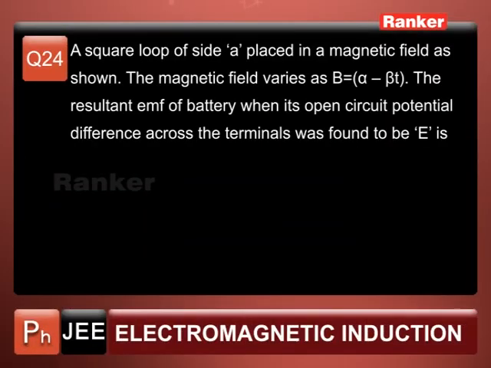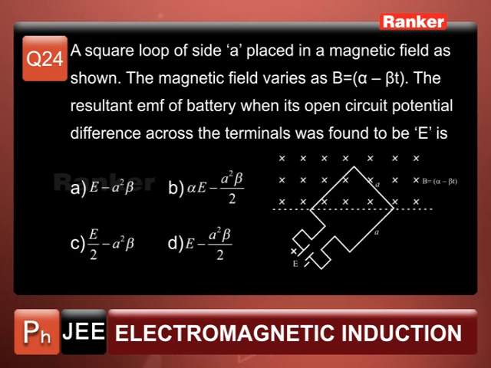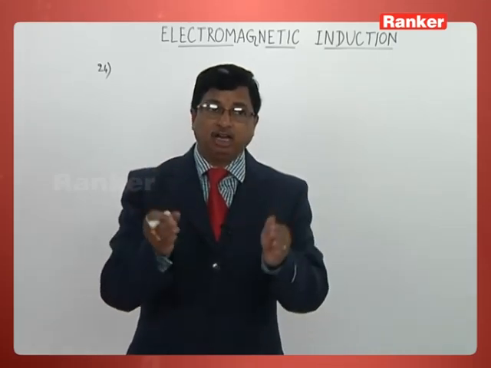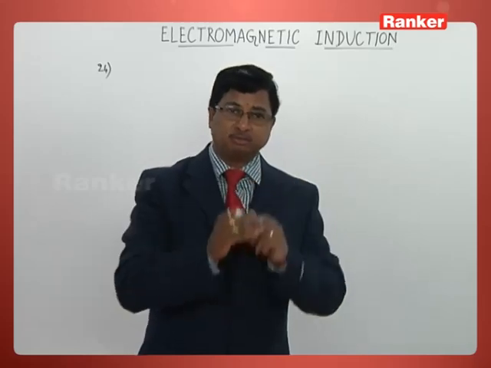Let us check the problem number 24. A square loop of side A placed in a magnetic field as shown. The magnetic field varies as B is equal to alpha minus beta t. The resultant EMF of battery when its open circuit potential difference across the terminals was found to be E is how much? A battery is in open circuit and its EMF when it is connected in an open circuit is E. That's what he is mentioning.